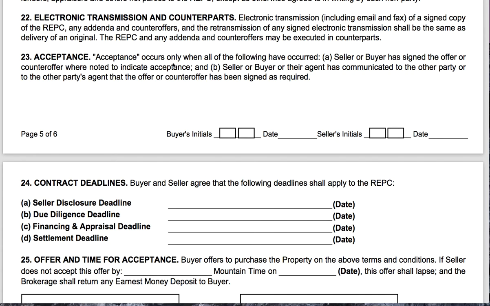Acceptance is saying that acceptance only occurs when all of the following happen. This is important as well to remember. The seller and buyer have signed the offer or the counter offer and noted to indicate their acceptance, and the seller or the buyer or their agent has communicated to the other party or their agent that it's been signed. So again, acceptance only takes place when it's been signed and checked as acceptance and then communicated to the party or their agent. And then your client would need to initial and date the bottom of the page.